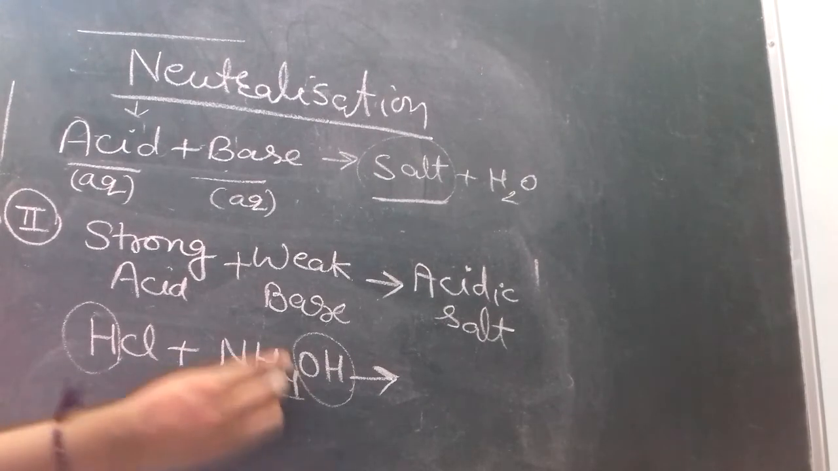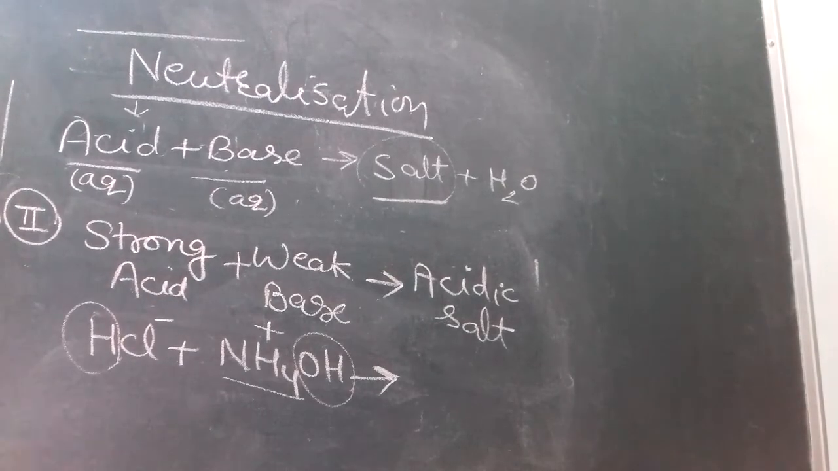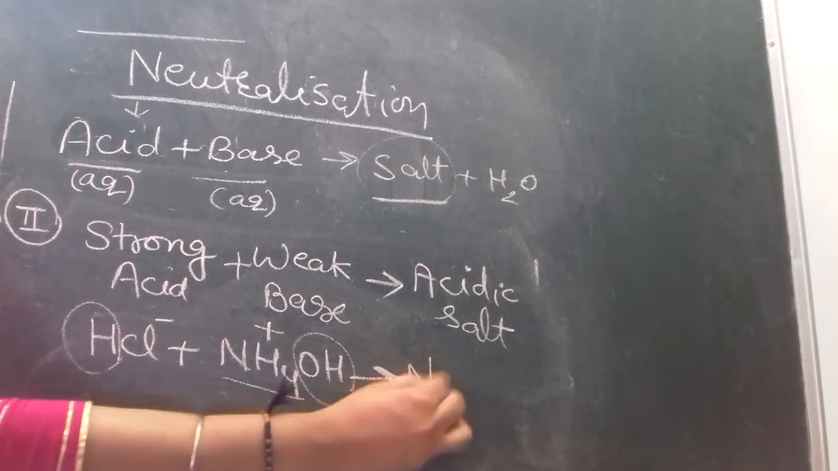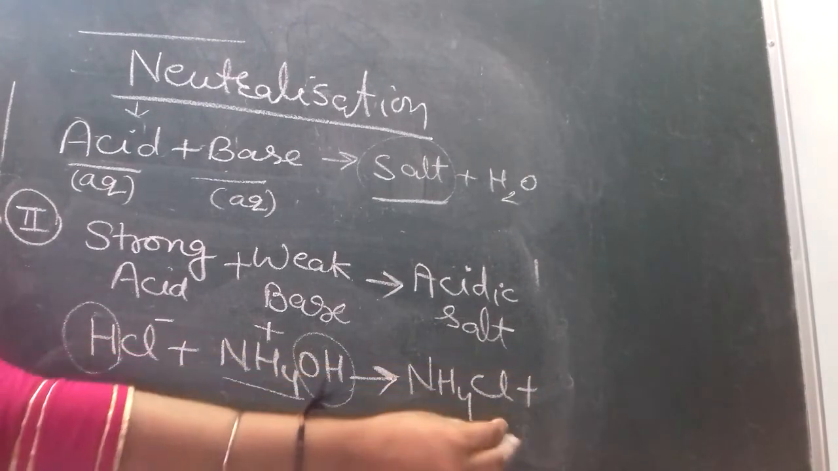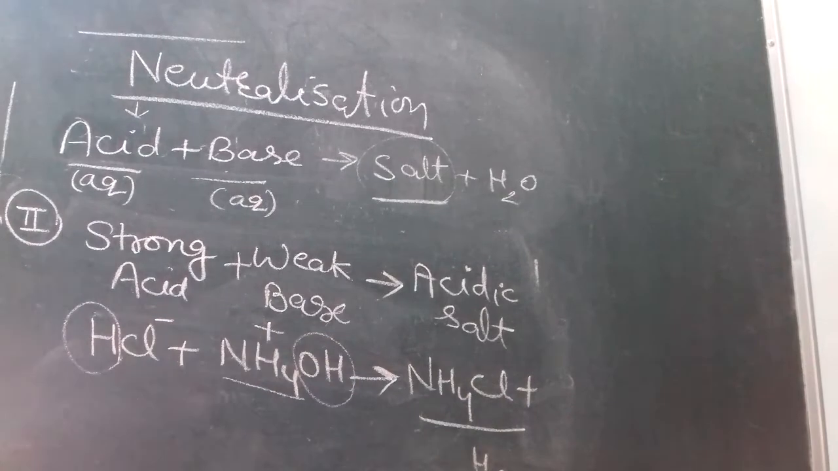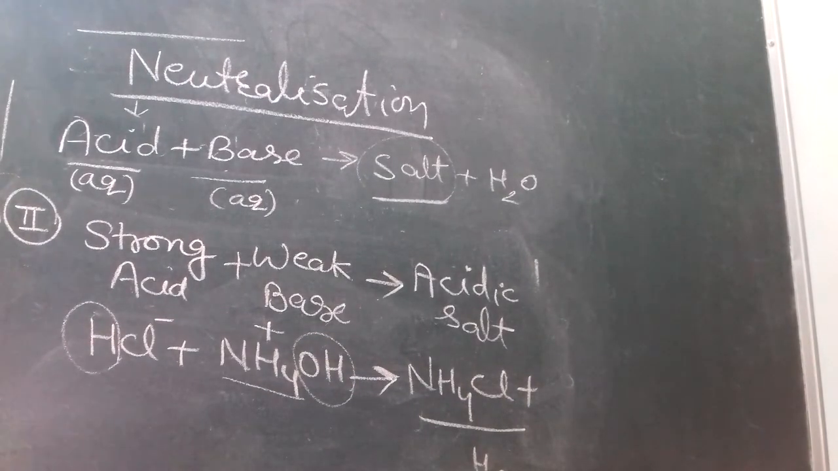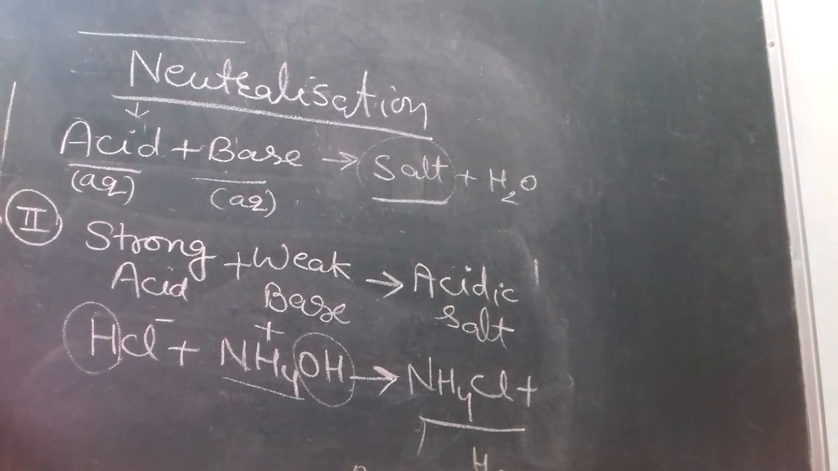Salt is here ammonium NH4 and chlorine is Cl. So plus minus ion will be NH4Cl with water. And here ammonium chloride is a salt. And the nature of this salt is acidic or basic? This is acidic salt.